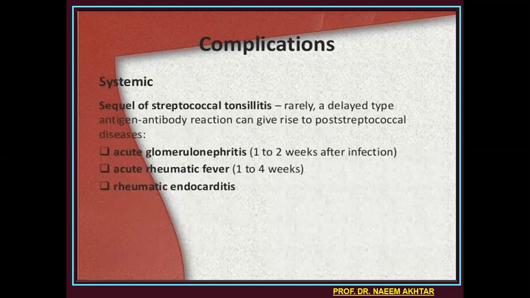Similarly, certain systemic complications may occur, especially as sequelae of streptococcal tonsillitis. Although rare, they can occur when an antigen antibody reaction is there, which will give rise to post streptococcal diseases such as acute glomerulonephritis, acute rheumatic fever, and rheumatic endocarditis. All these are systemic complications due to acute tonsillitis.